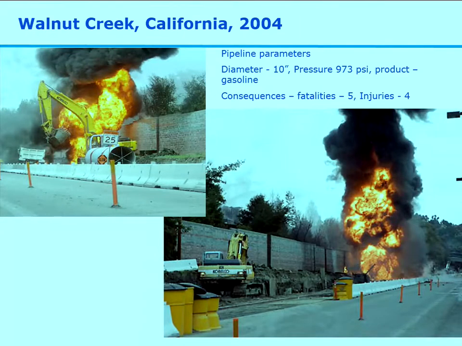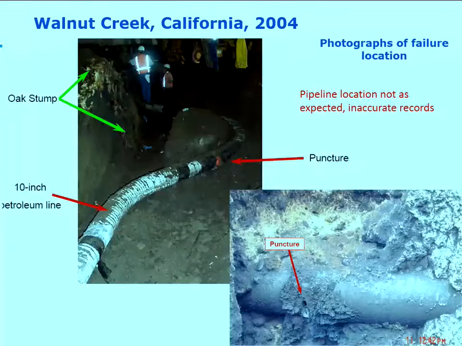This was actually a gasoline pipeline which was running through a paved area, and the contractors were using construction diagrams, route diagrams that they'd been given, which didn't account for the fact that the original pipeline had been routed around a large oak tree which had subsequently been removed. It had been removed above ground but not below ground, so the pipeline route was not where the contractors expected it to be, and so the pipeline was punctured during the work.